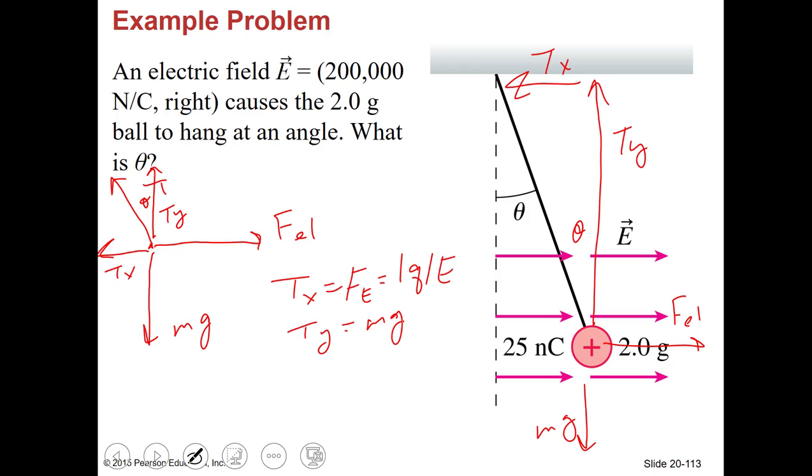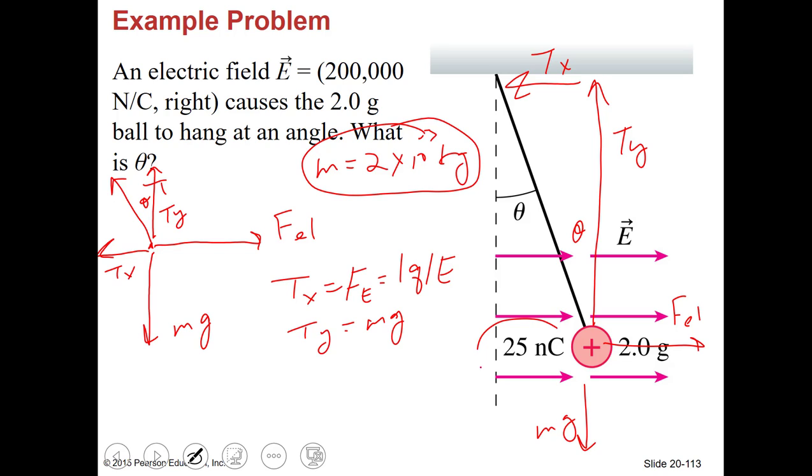Just be careful that mass is in grams. We need it to be in kilograms. So really the mass is 2 times 10 to the minus 3 if we thought about it in kilograms. So you can get Tx and Ty from the electric force part and the mg part. I'll leave that to you. You have everything to do this.